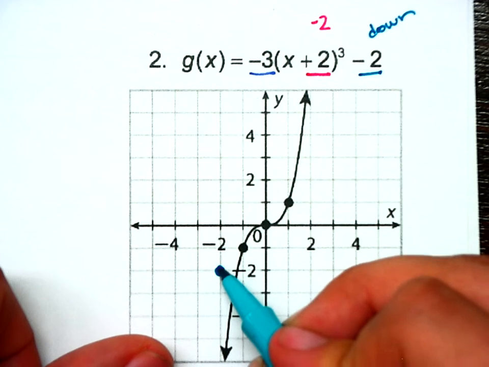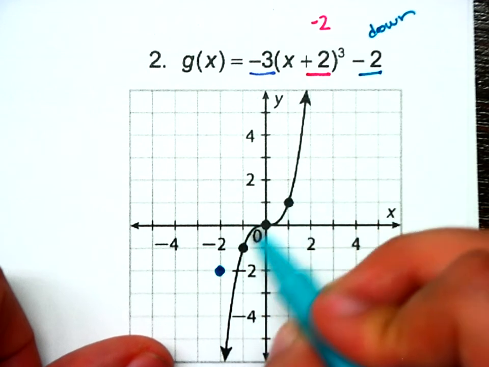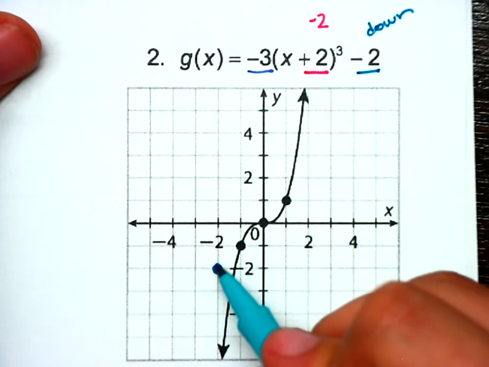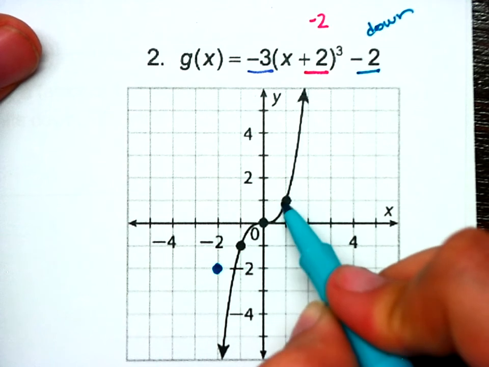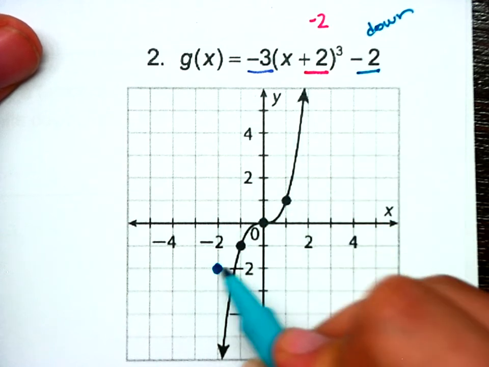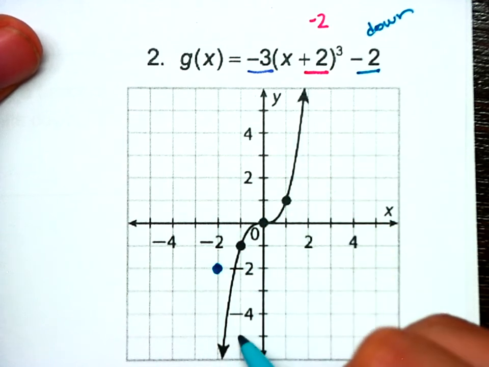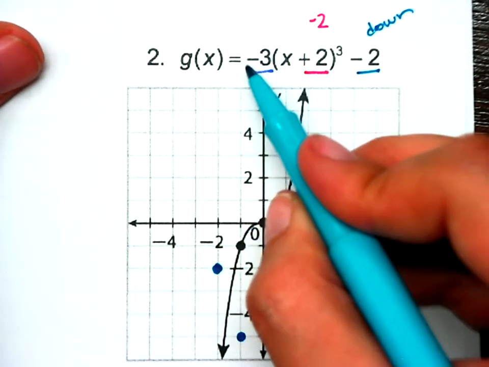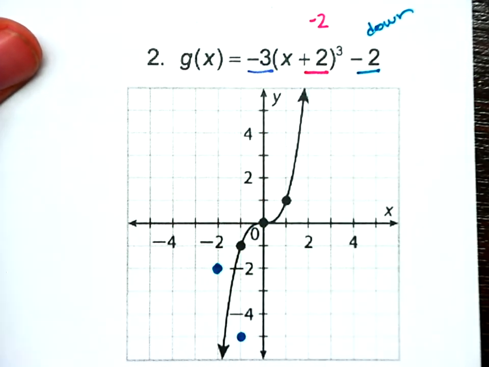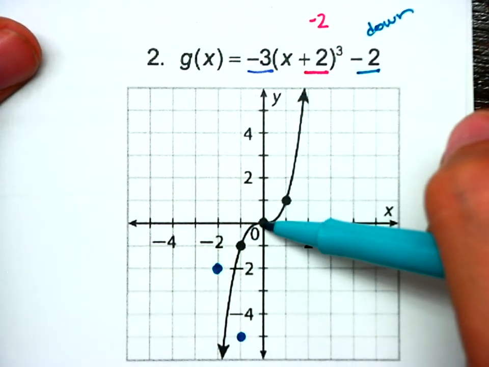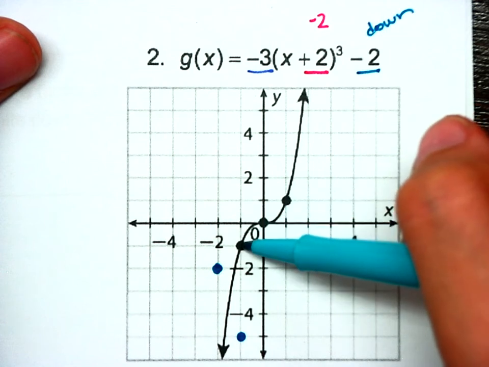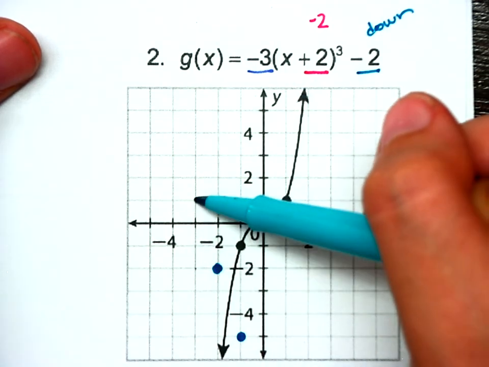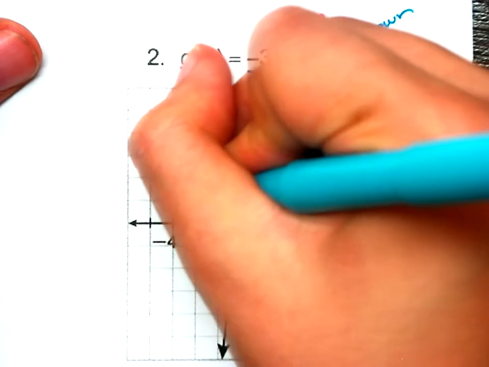So from this middle point, instead of translating these over, I'm just going to work from this and remember that normally in my parent graph, I would go over 1, up 1. Now I'm going to go over 1, down 3. And the reason is because we stretch this by 3 and we have the negative. That flips our graph upside down. So then again, instead of going to the left 1, down 1, I'm now going to go to the left 1, up 3. Don't forget that stretch factor of 3.